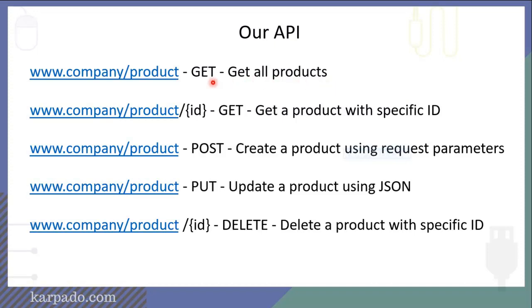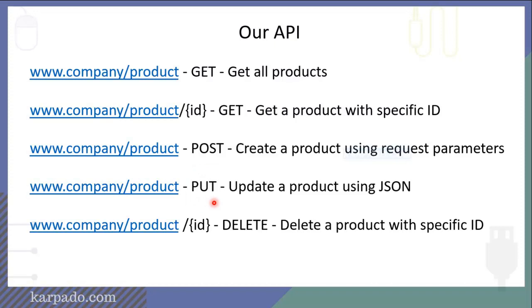If somebody sends a request to product using GET, they must be able to see the list of all products. If somebody sends a GET request with an identifier as a path variable, then they must be able to see details of the specific product with that ID. And if we send a POST request to the same URL along with request parameters, then we should be able to create a product. In case we want to update an existing product, we would use the PUT method to do the same.